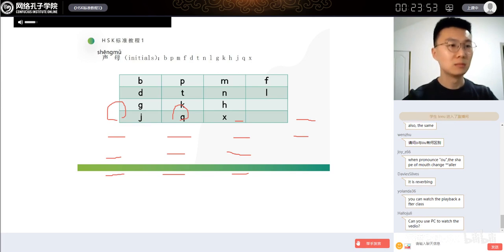And this one, when reading, please bite your lower lip with your upper teeth.